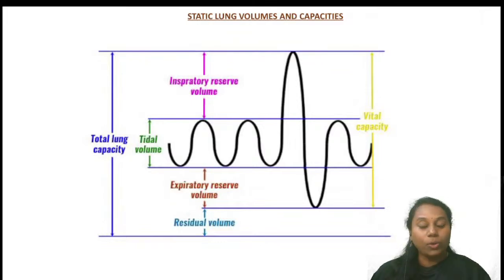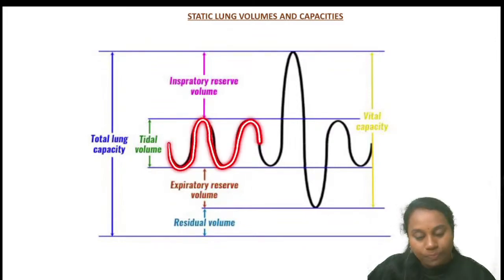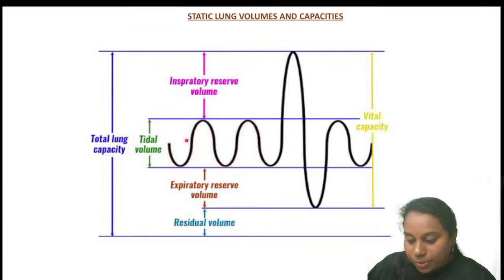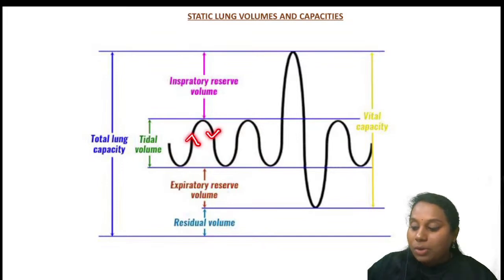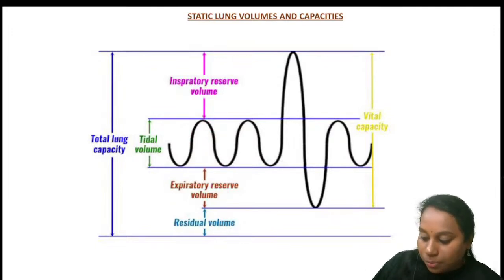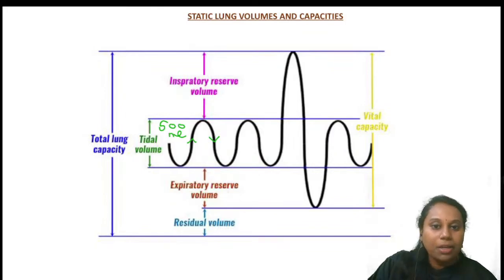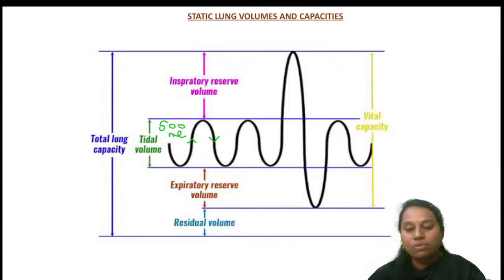So what is tidal volume? This small part of the curve indicates tidal volume. This is tidal volume during inspiration, it goes up, and tidal volume during expiration, when it comes down. How much is this? Half a liter or 500 ml. Normally, the tidal volume is 500 ml during inspiration and also 500 ml during expiration.